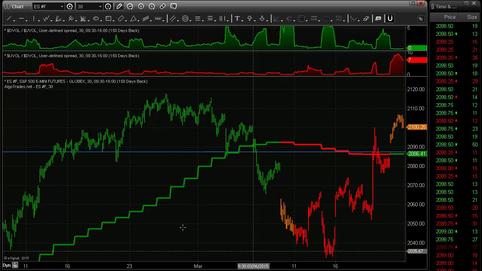Taking a look at the charts, we've got the AlgoTrades system overlaid on the SP 500. This is the 30-minute chart zooming back a couple of weeks. And I've got a couple extra things drawn on the chart here this week.